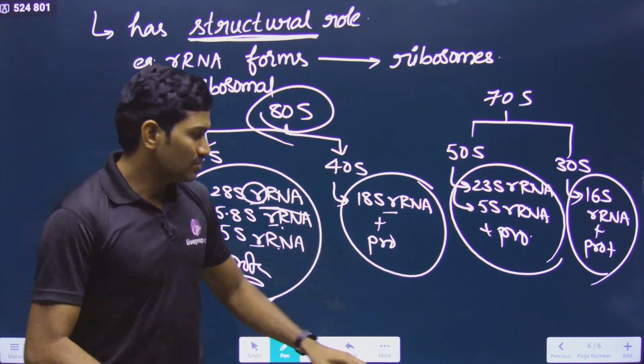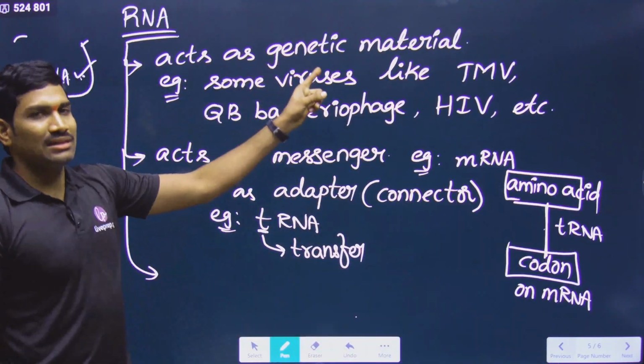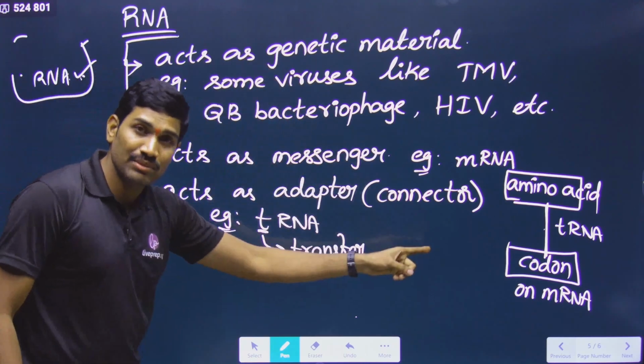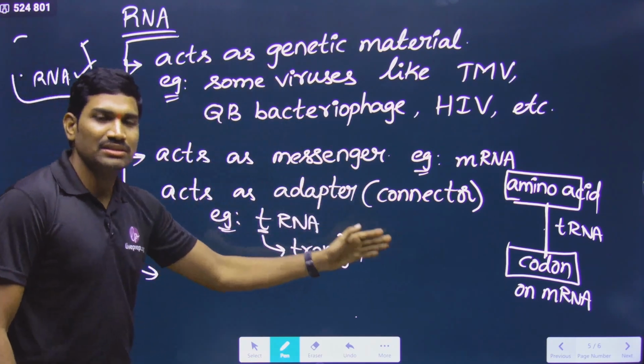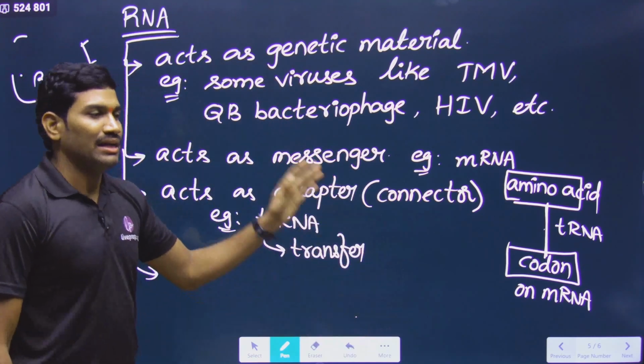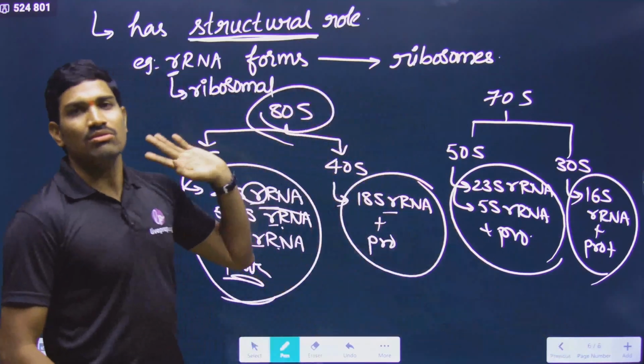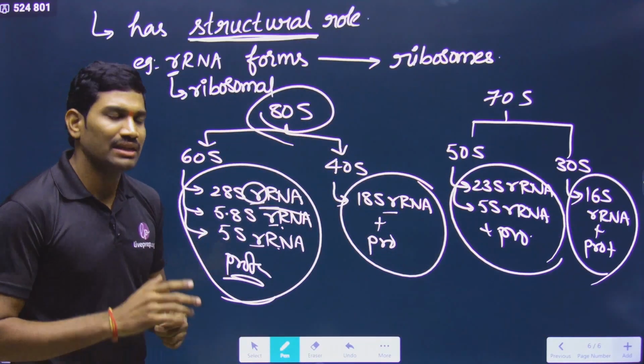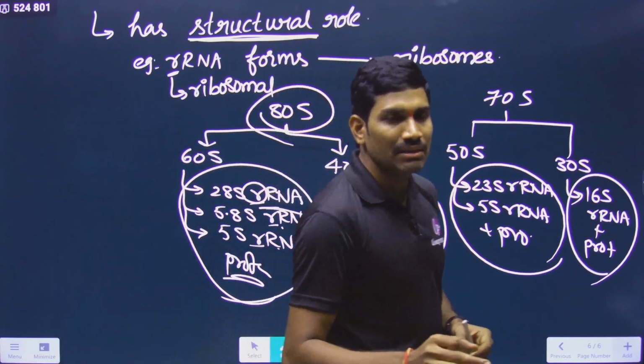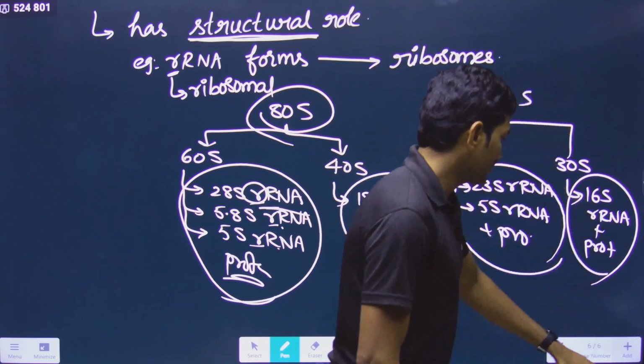So in this way, till now what we have studied: RNA is acting as genetic material, RNA is acting as messenger, RNA is acting as adapter, and RNA has a structural role. Up to this we have studied, and after this we will study one last important function.